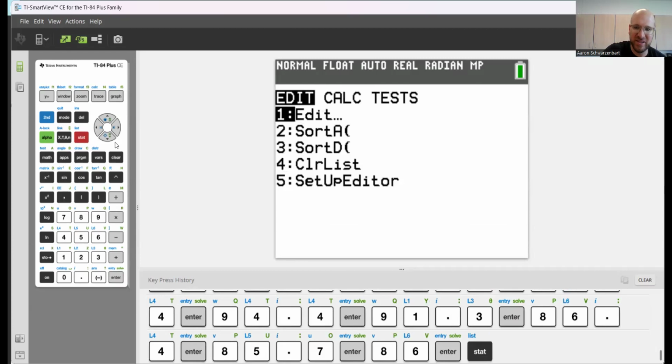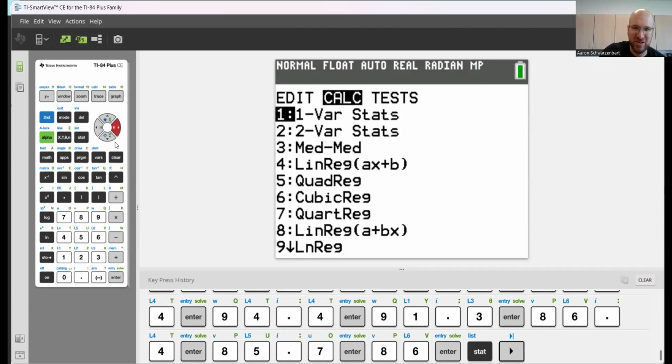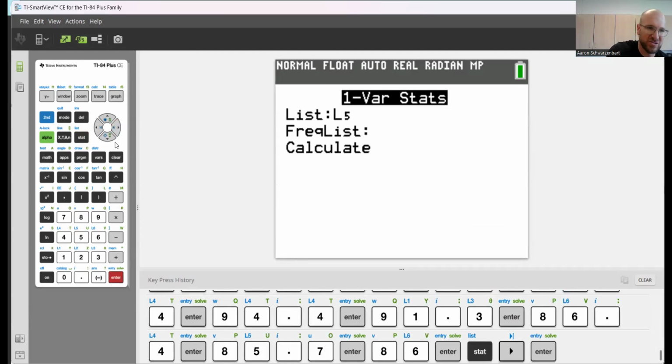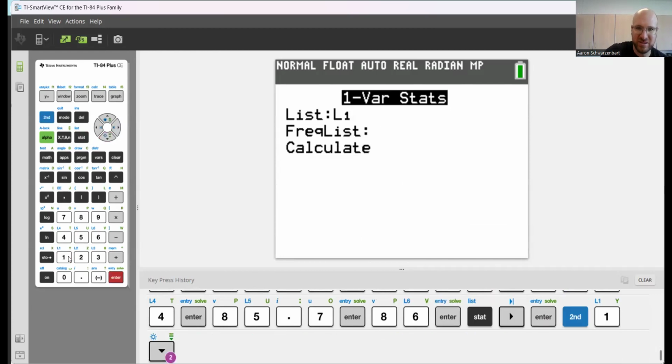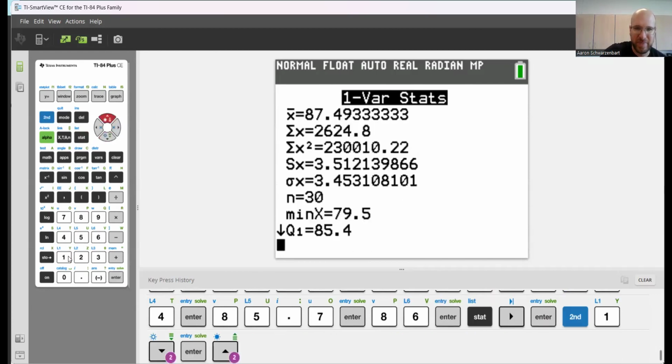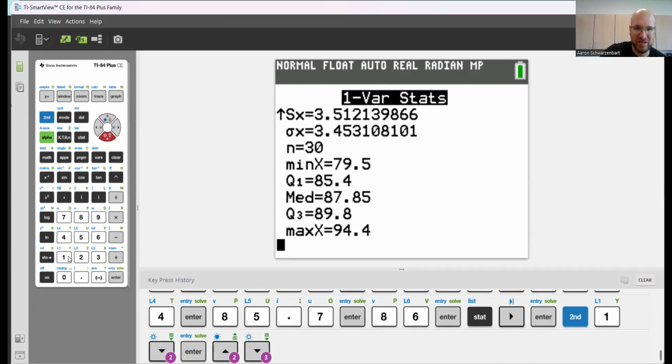To calculate the standard deviation, we're going to go back to stat and scroll over to calc. One variable statistics is going to give us all sorts of things. We are using L1. We don't need a frequency list. Calculate it. Notice here, the bottom 5 things are my 5-number summary. That's kind of handy because it just gives it to you if you don't have it already. So you don't necessarily need to calculate stuff by hand.